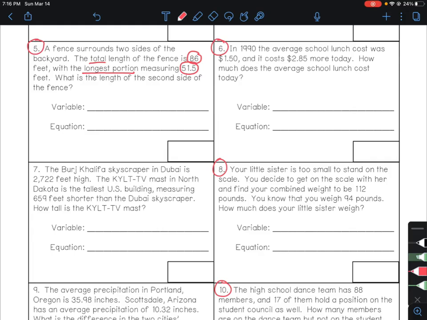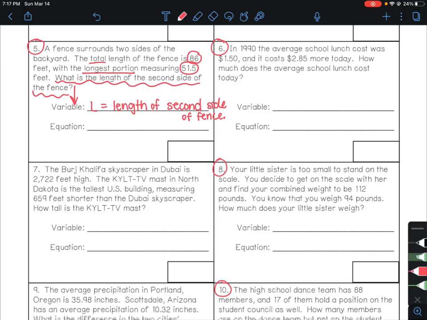What is the length of the second side of the fence? We don't know that, so I'm going to use my squiggly underline. The thing we don't know immediately becomes the variable, the length of the second side of the fence. So how about L equals length of second side of fence.